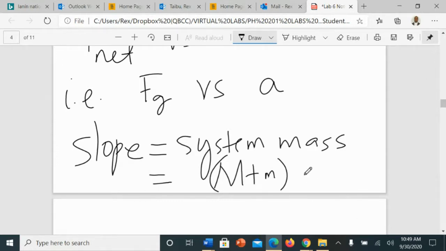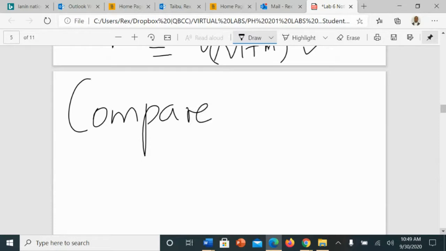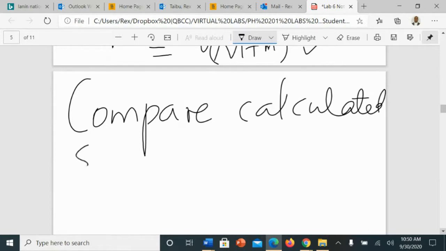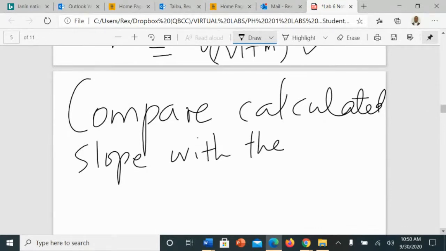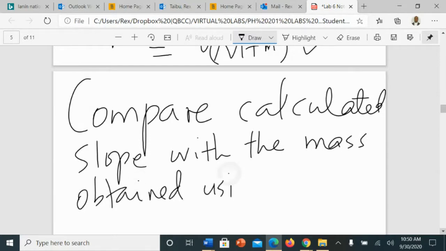If I find my mass this way, I can compare it by measuring using a beam balance. So you can now compare the calculated slope or mass with the mass obtained using a beam balance. So you can actually measure using a beam balance also.